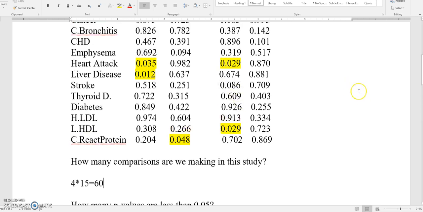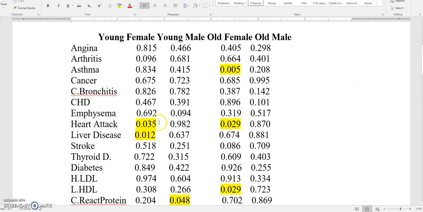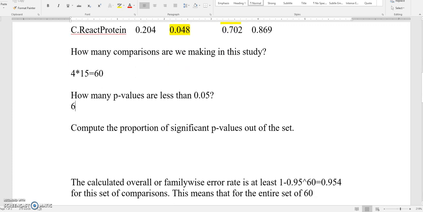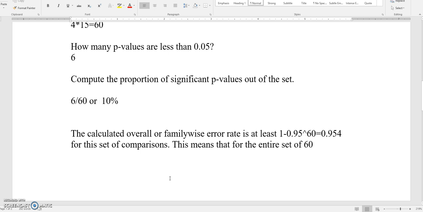And how many p-values are highlighted here? Well, let me make sure I count this correctly. We have 1, 2, 3, 4, 5, 6. So very simple here, just 6 p-values are smaller than 5%. Compute the proportion of significant p-values out of the set. So it's 6 over 60 or 10%, right? So we got about 10% significant p-values out of the full set.